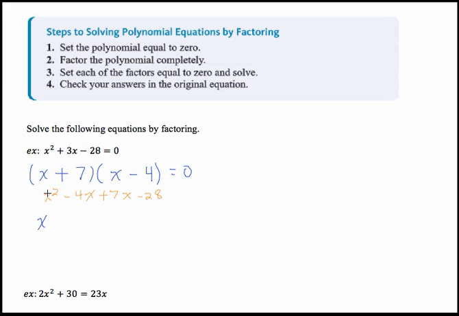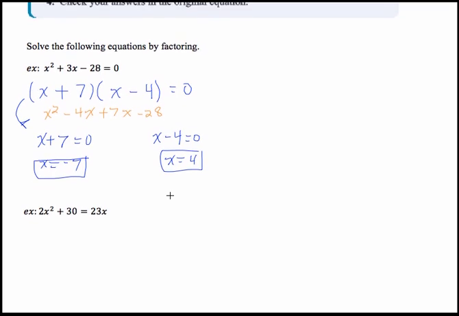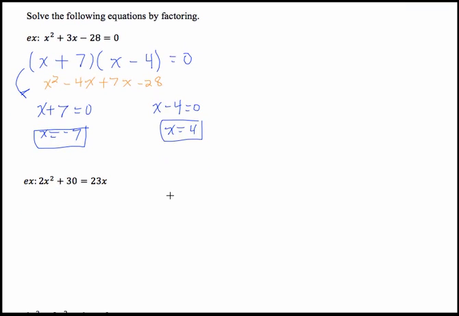And then you set each factor from here equal to 0. So x plus 7 equals 0, or x minus 4 equals 0. So x is either negative 7 or 4. Okay? And as you watch the video, make sure you pause and try each one. And then if you're not sure how to start, or if you get stuck, or if you finish and you want to check, then restart the video.